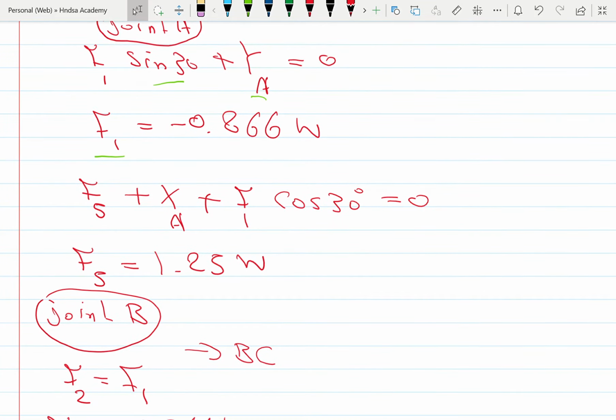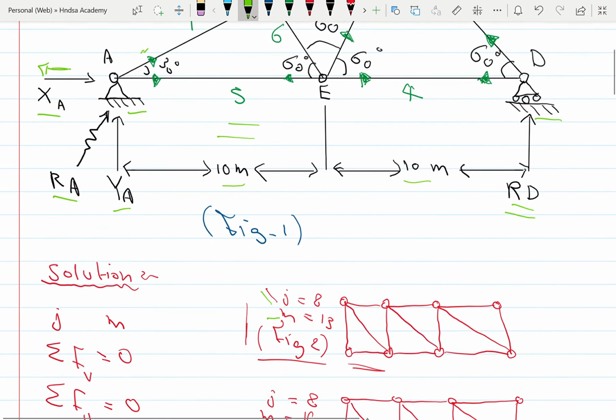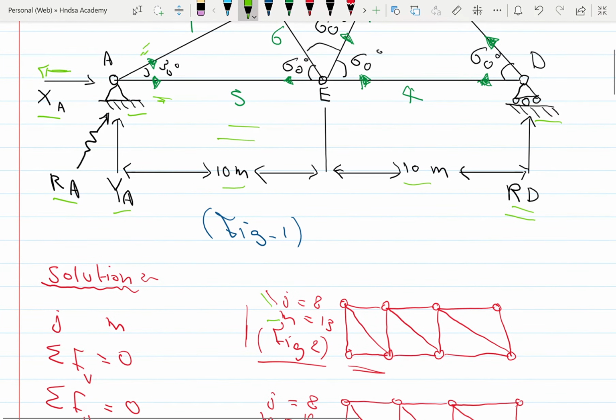suggested in the beginning. Once we found force 1, we're still in joint A, so we have to find force 5. That is member 5 towards joint A, this one here. So we're looking for this one now. We found this one.